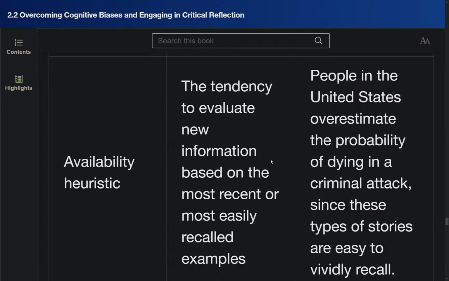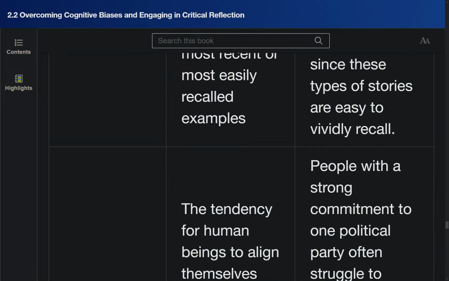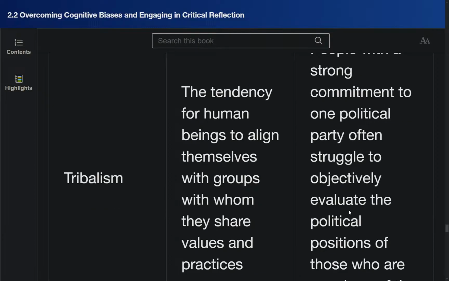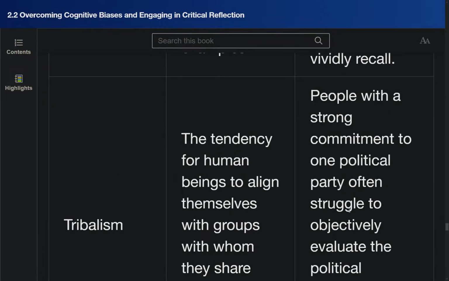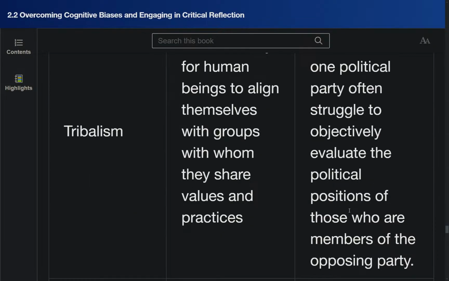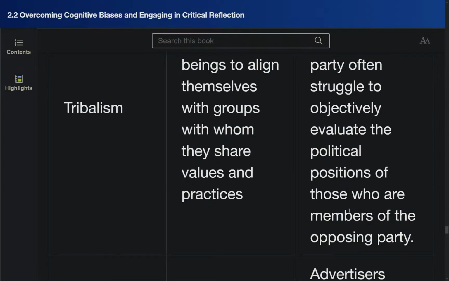Availability heuristic, the tendency to evaluate new information based on the most recent, most easily recalled examples. People in the United States overestimate the probability of dying in a criminal attack, since these types of stories are easy to vividly recall. Tribalism, the tendency for human beings to align themselves with the groups with whom they share values and practices. People with a strong commitment to one political party often struggle to objectively evaluate the political positions of those who are members of the opposing party.